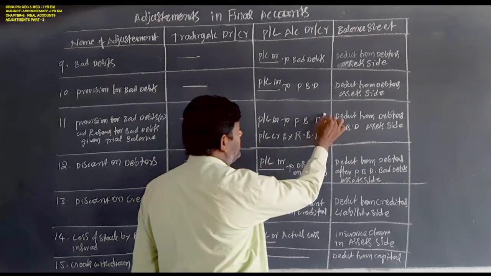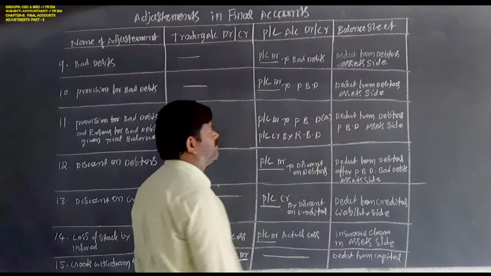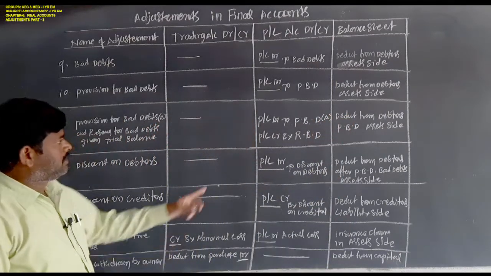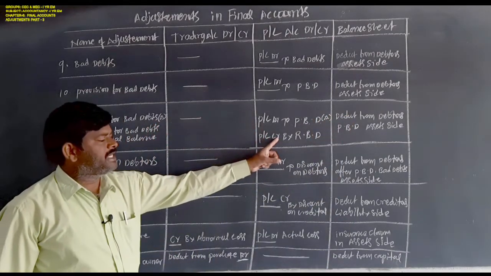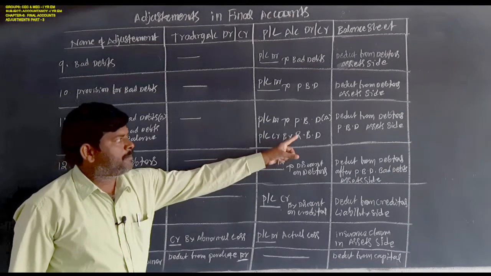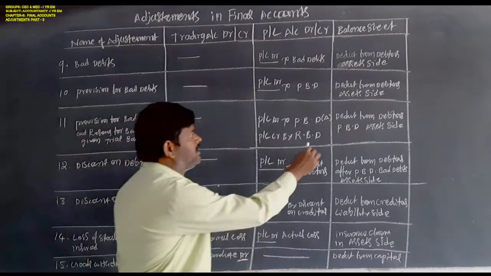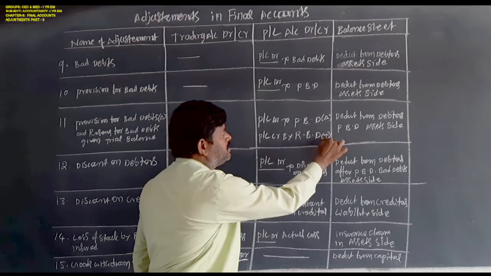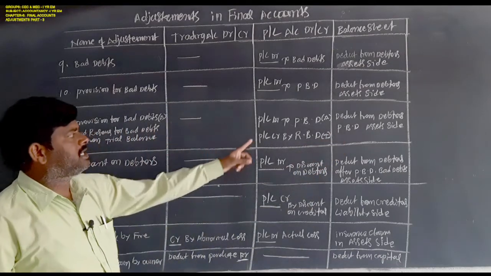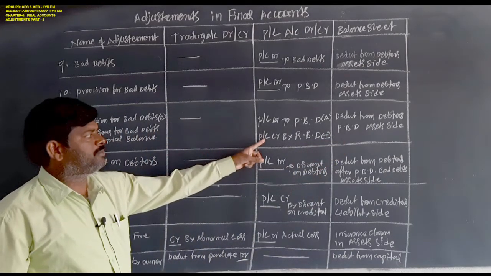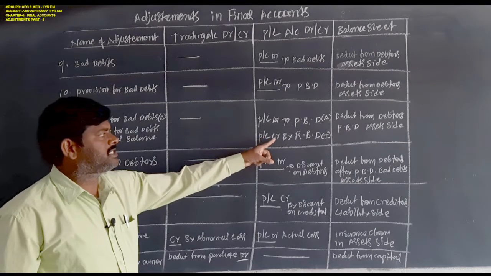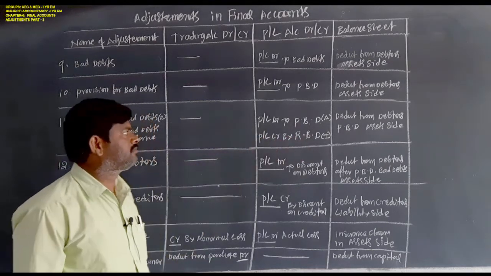This is given in adjustment. On the P&L account credit side, reserve for bad debts. It is given in the trial balance. So, trial balance, reserve for bad debts, must be on the credit side of the P&L account.